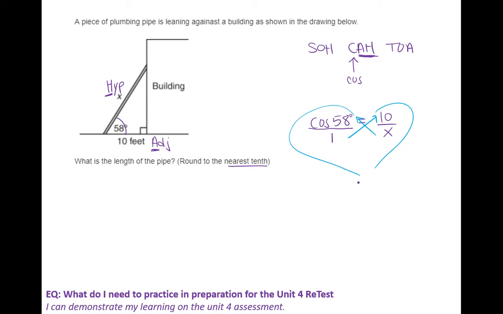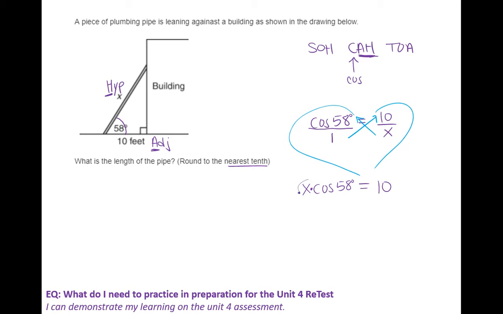So once I set that up, then I'm going to multiply. Remember, the whole point of the little hearts is the path. So 1 times 10 and bring it down is 10. X times cosine 58 is x cosine 58. But don't forget that this is multiply.